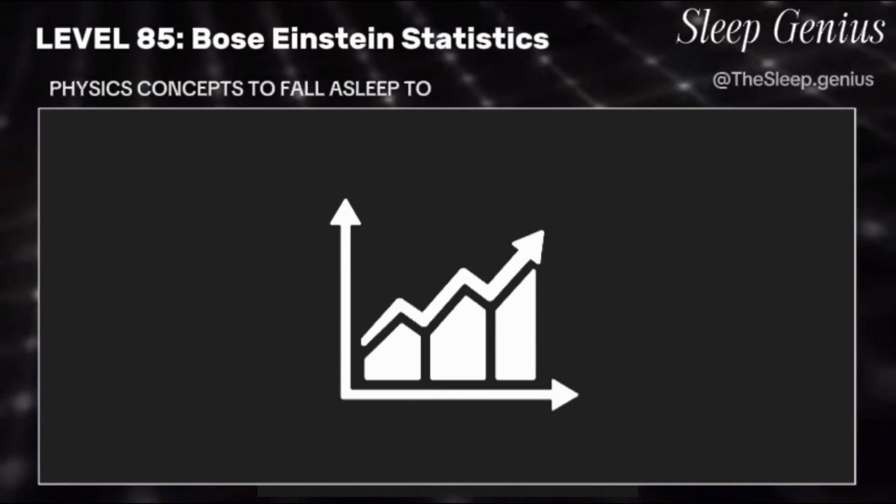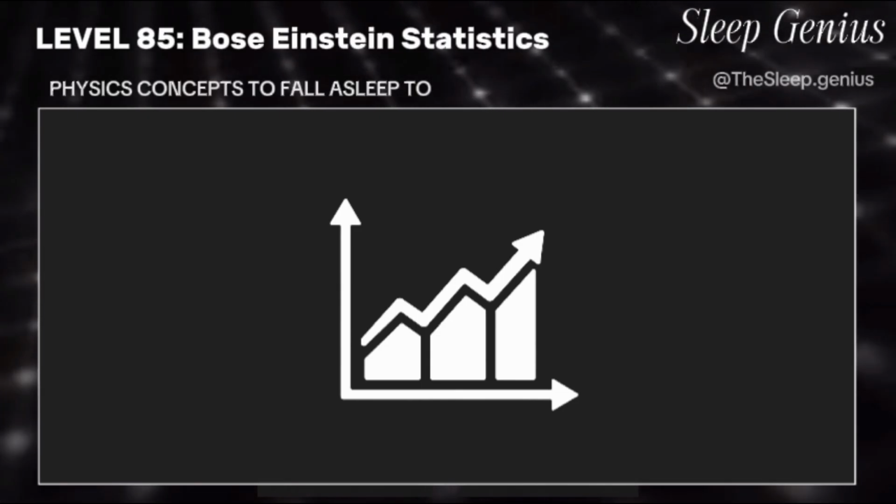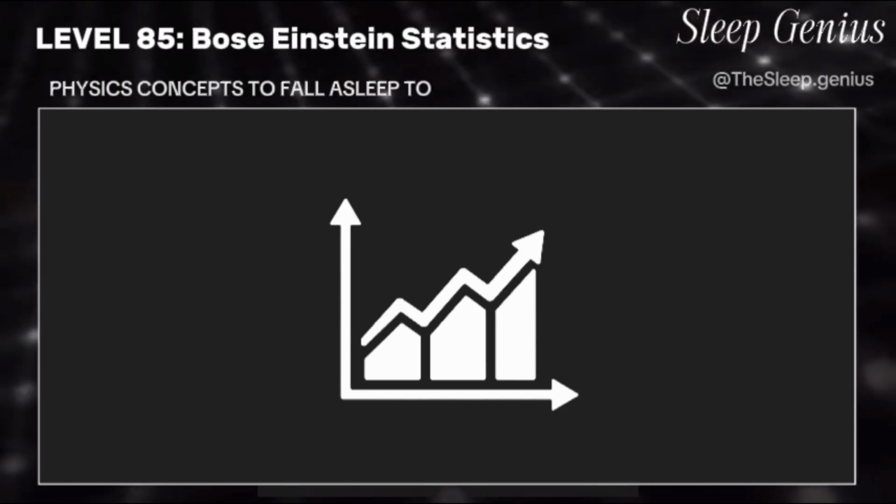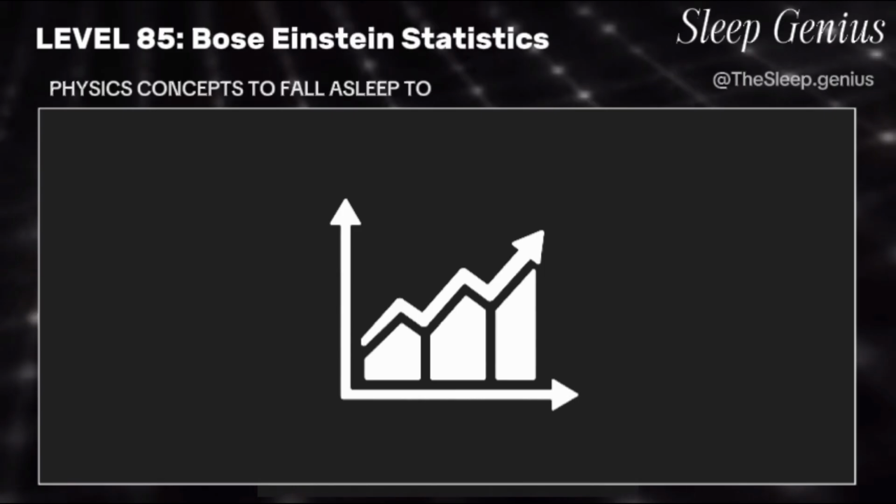Bosons can exist in different energy levels. At very low temperatures, they can all collapse into the lowest energy state, forming a Bose-Einstein condensate. Changes in temperature or pressure transform the system and create shifts in how energy is distributed.